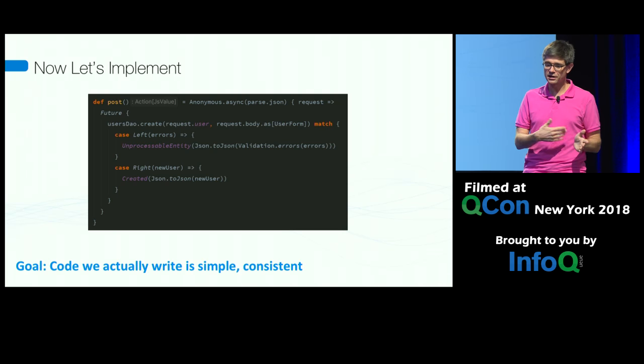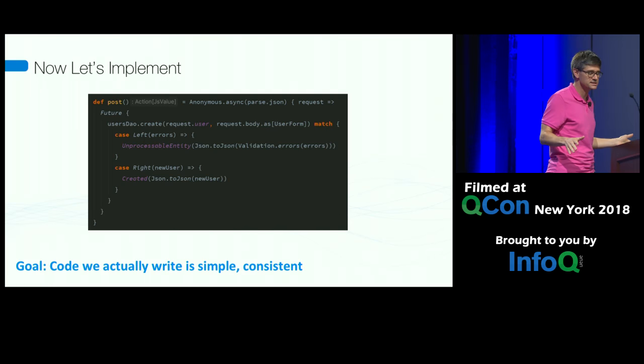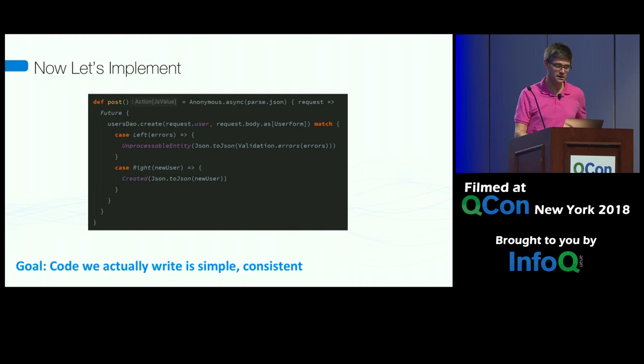Basically I've got a user from the request. Request body is user form. Either it comes back with validation errors, or I've created a user, in which case I can serialize the JSON. This is what basically all our controllers at Flow look like. It's the same thing, over and over again: validate and create.